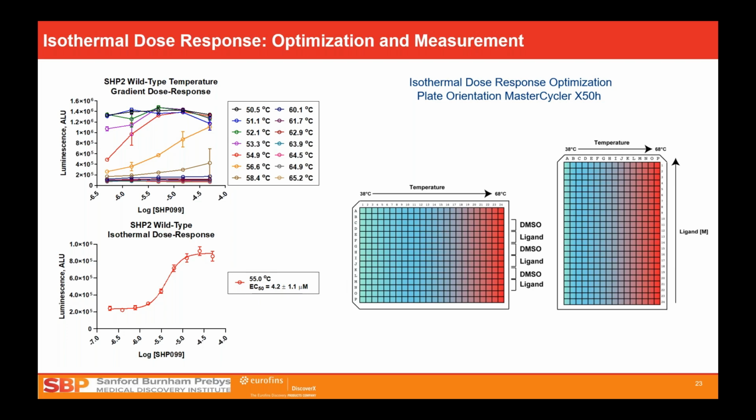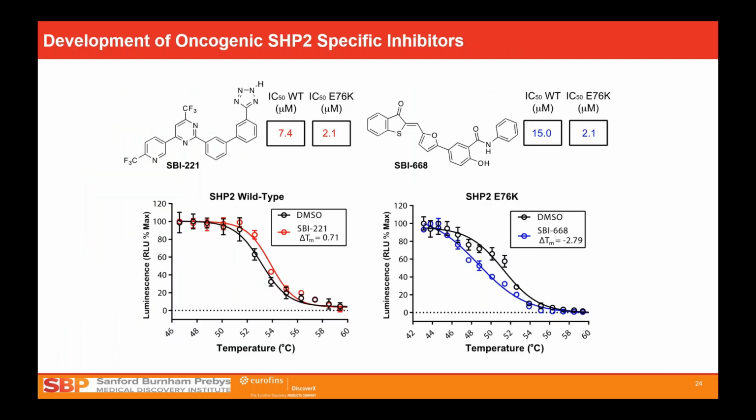So up in the upper left here, you can see we do a dose response at multiple temperatures, and from this we obtain our optimum temperature. Then down below on the lower left, you can see a nice cellular dose response for the SHP2, again directed against SHP2 wild type. Okay, so we have a program, again, directed against oncogenic forms of SHP2. And I'll tell you about two of the compounds that we discovered and how the InCELL Pulse assay has helped us analyze them and gauge their mode of action.